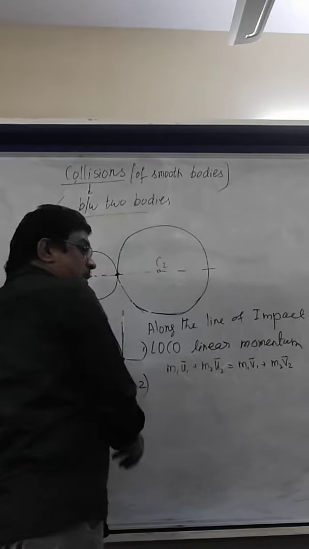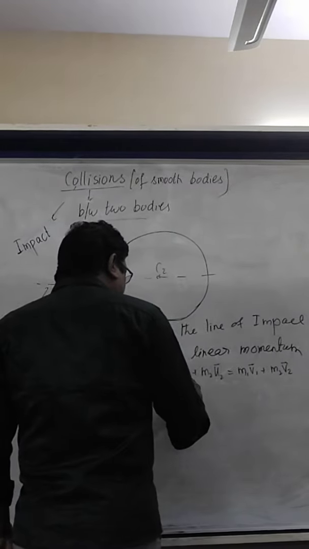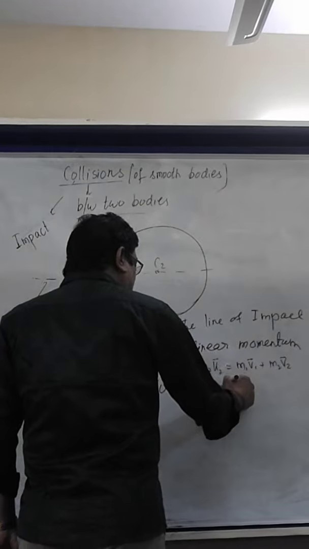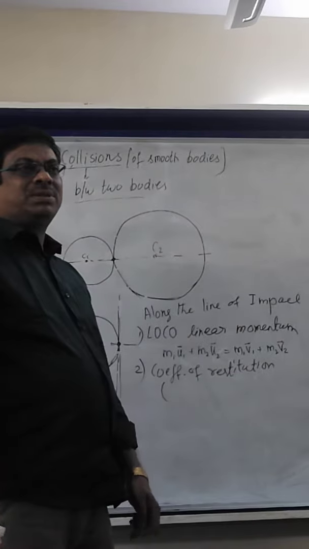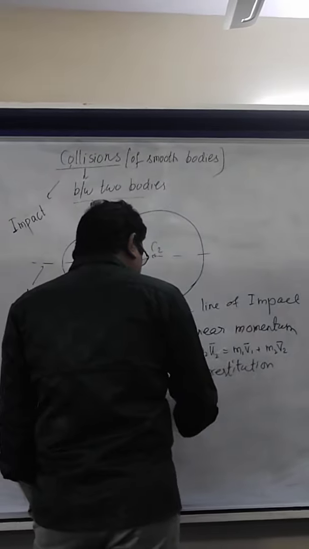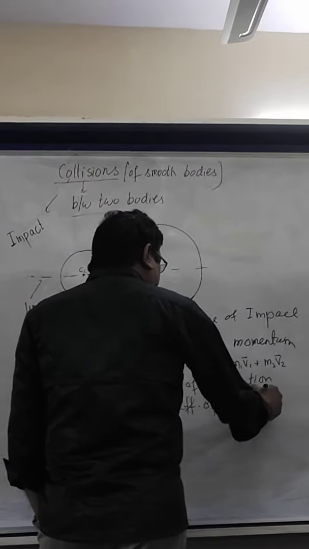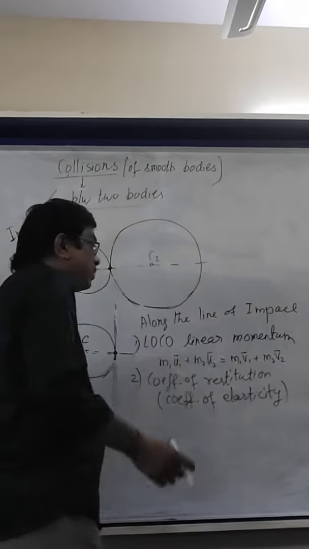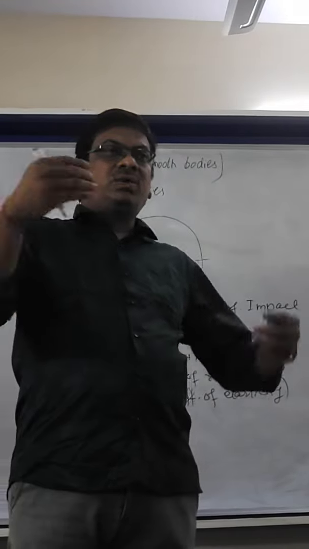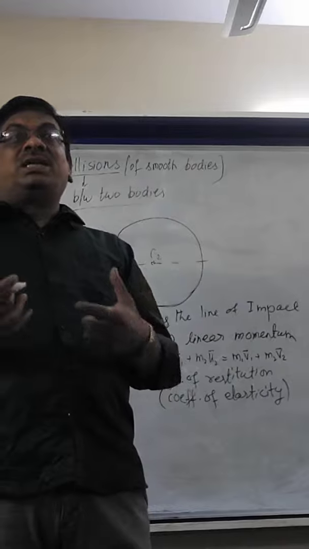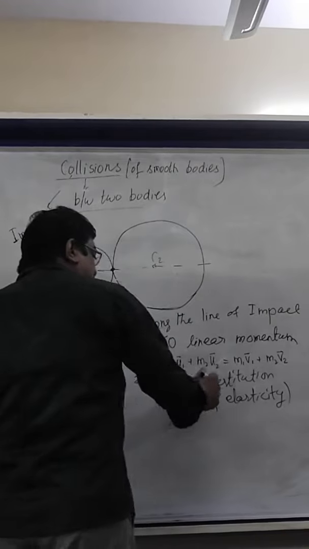The second, a very important thing, is what is known as the coefficient of restitution. It is less commonly known as the coefficient of elasticity, because it depends on the elastic properties of the two bodies undergoing the collision. Whichever two bodies are undergoing collision, the nature of the bodies, their elastic properties, that is Young's modulus, modulus of rigidity, etc., all those things together decide this.